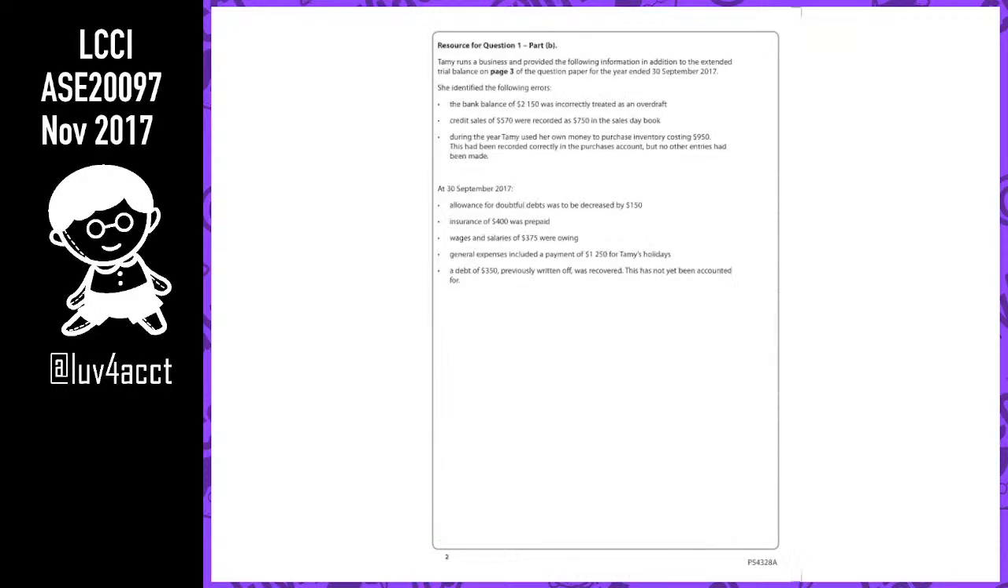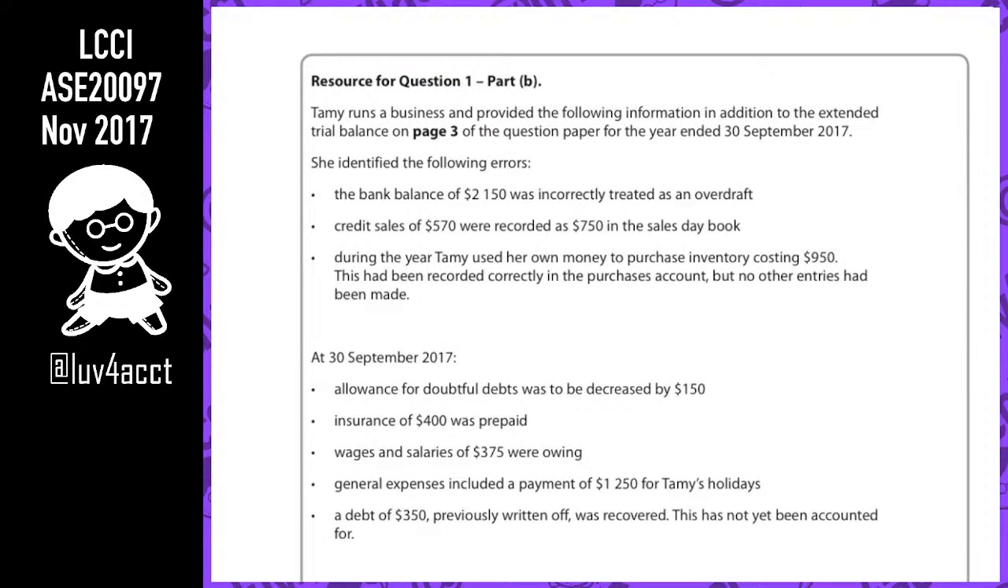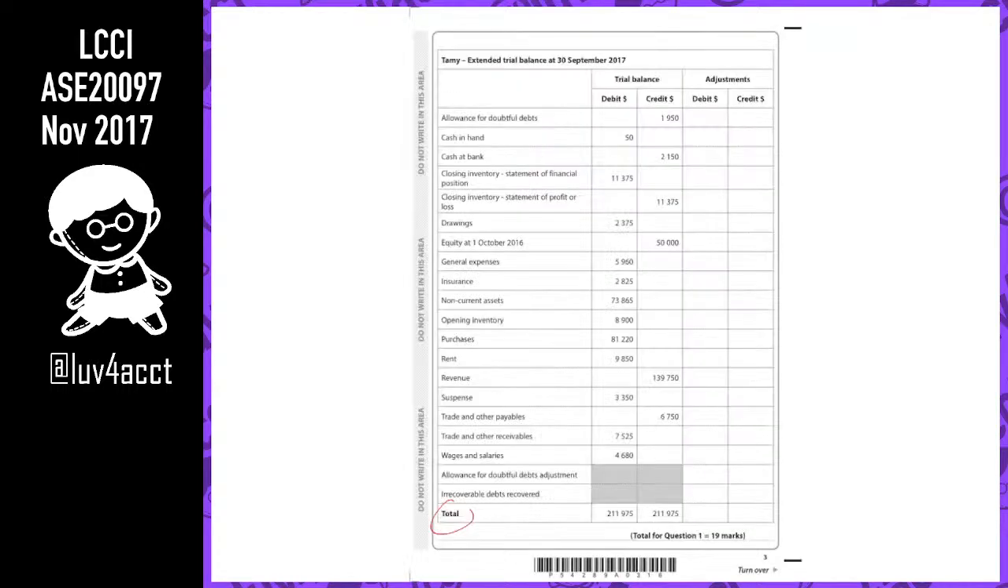So let's see what we are given. Tammy runs a business and provides the following information. She identified the following errors. The bank balance of 2150 was incorrectly treated as an overdraft. So the balance is incorrect. From 2150, now it is an overdraft. So the difference is 4300.